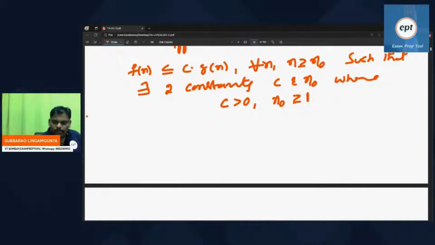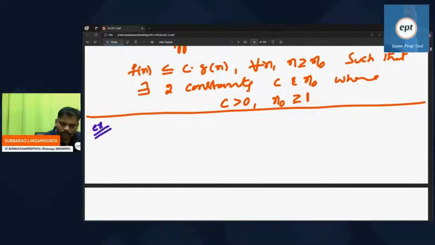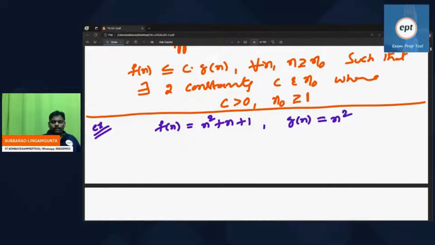Take the first example. F of n is equal to n square plus n plus 1, g of n is equal to n square. Otherwise, let me say the reverse first. Let g of n be equal to n square plus n plus 1, and f of n be equal to n square.